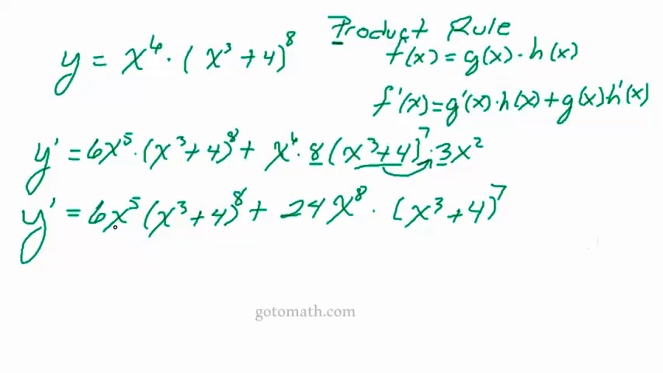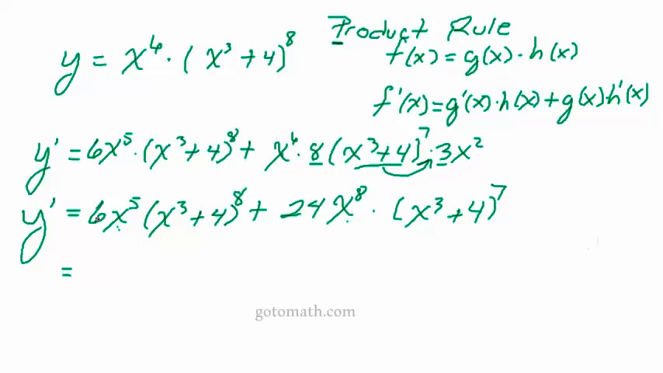Okay. We have an x to the fifth. We have an x to the 8th. Okay, so we can factor out this x. We have x cubed plus 4 raised to the 8th. We have x cubed plus 4 raised to the 7th. We can also factor that out. And then, of course, the GCD of 6 and 24, right? We're going to want to probably factor that out. Alright, so let's just do that.